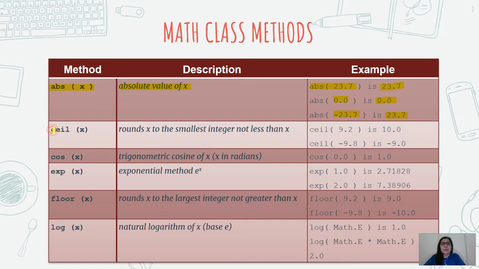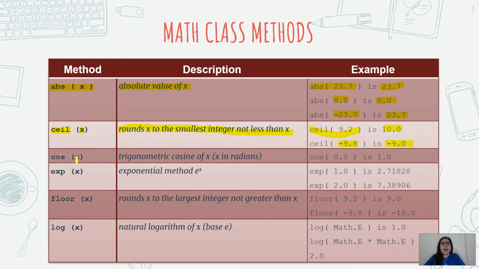Next, we have the ceil method having one parameter. It rounds x to the smallest integer not less than x. So, ibig sabihin, ang magiging result is i-round off niya yung value to the next largest integer. So, in the following example, we have Math.ceil(9.2). Ang result is 10. Why? Because the next larger integer than 9 is 10. While we have here a negative value, so, ang next larger integer is negative 9.